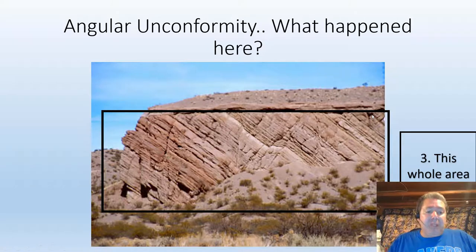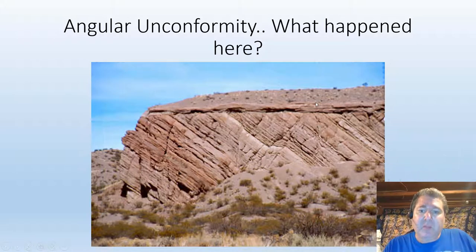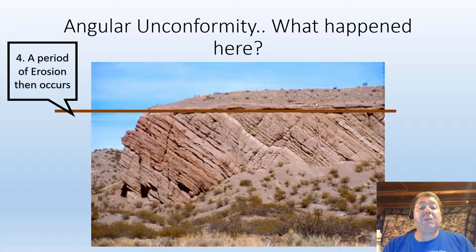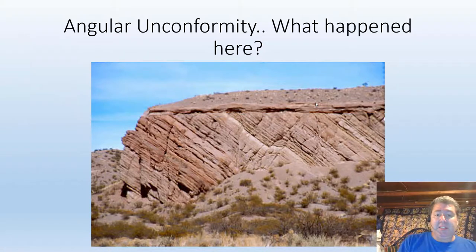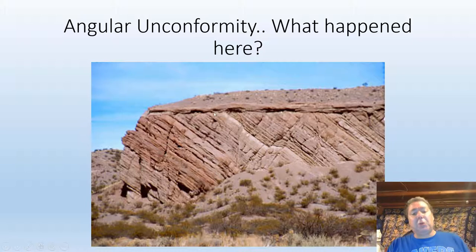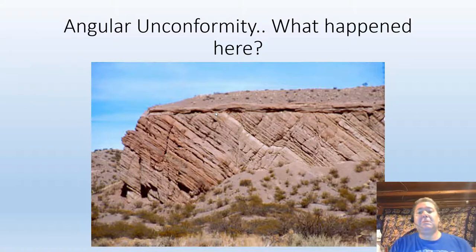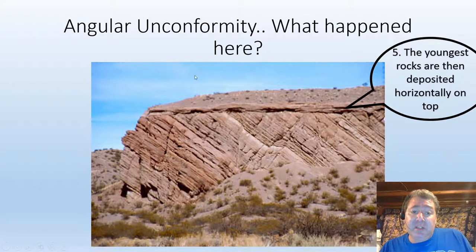So we have deposition of the oldest one, then younger and younger. Then the whole area is uplifted. And then, very importantly, right at this horizon here, a period of erosion occurs, right? We can see that because it's kind of an undulating, wavy surface. But notice how these lower tilted units are dramatically cut off almost flat, right? That means erosion was occurring. So then a period of erosion occurs, and then finally, we deposit the youngest layers on top.